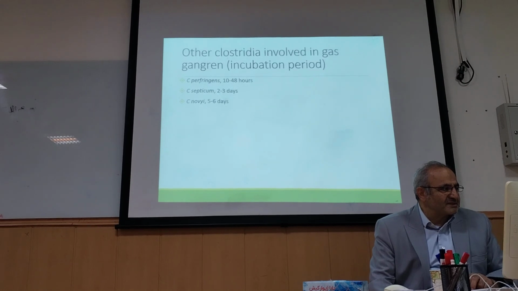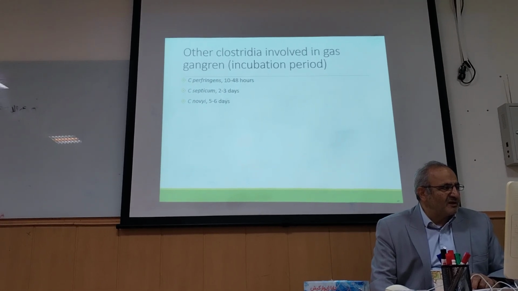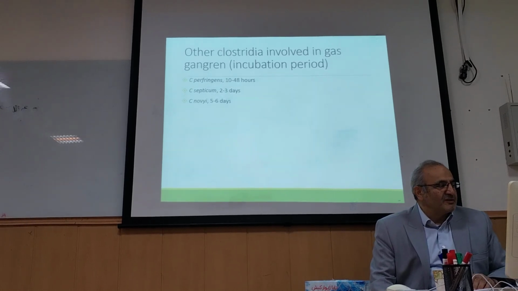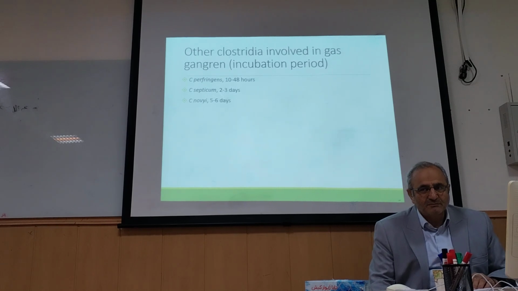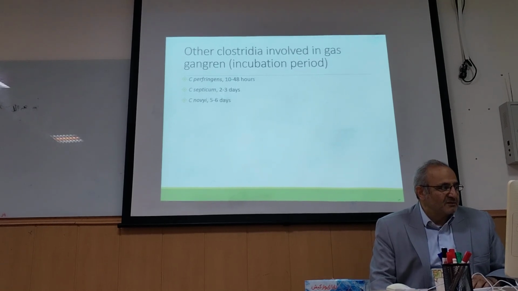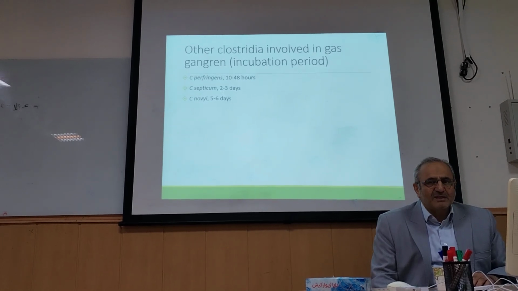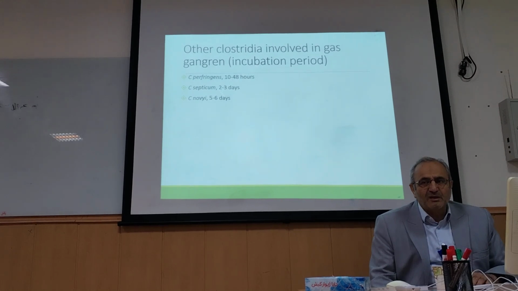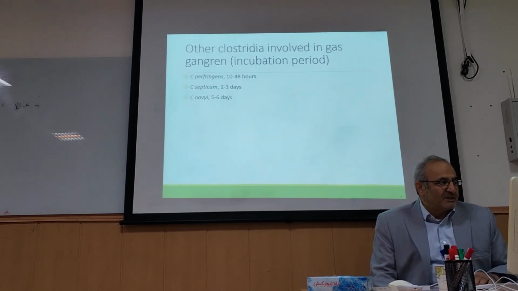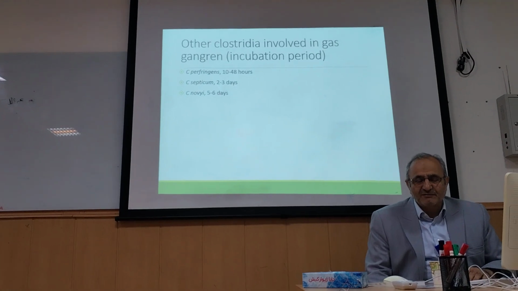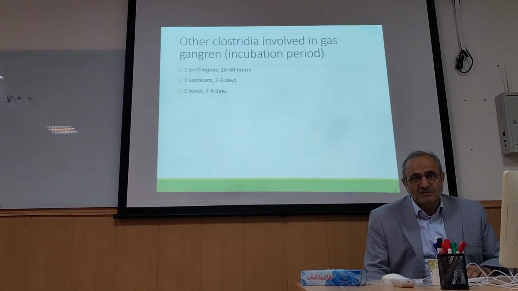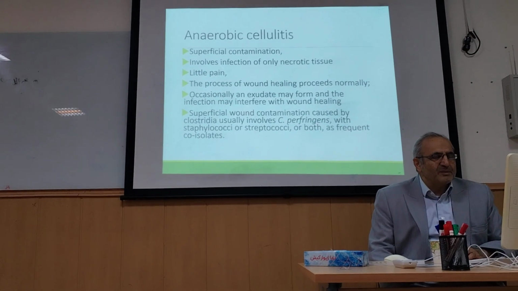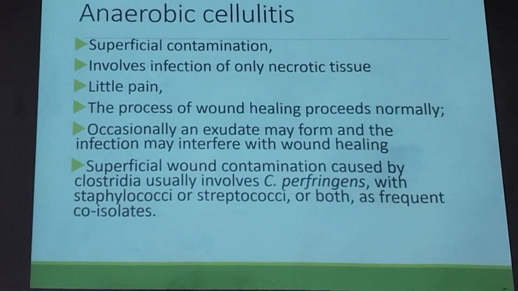In this slide, you can see other Clostridia involved in gas gangrene, and the incubation period. Which one is the shortest one? The first one. So these three organisms, Clostridium perfringens, septicum, and novyi, cause gas gangrene. The last one is very sensitive to oxygen. Another disease is anaerobic cellulitis. This is a superficial infection.